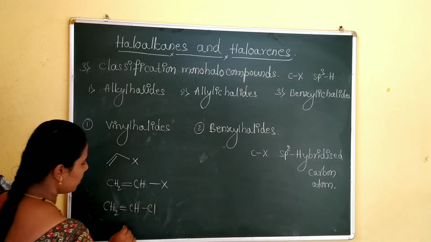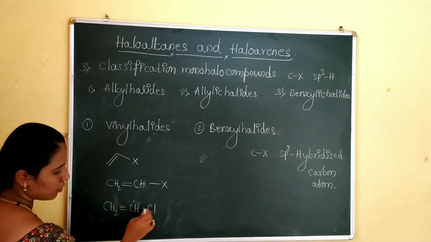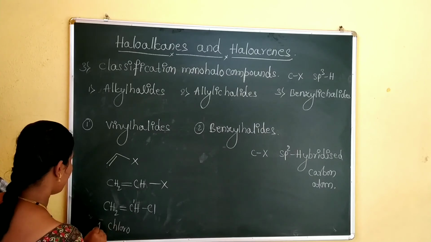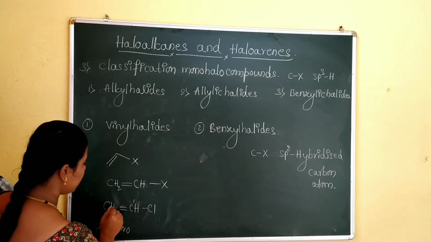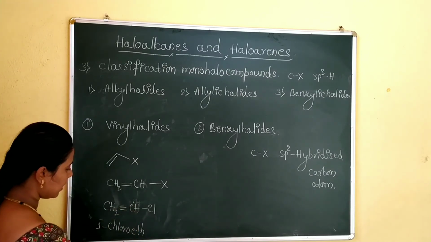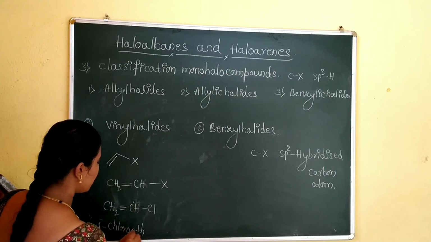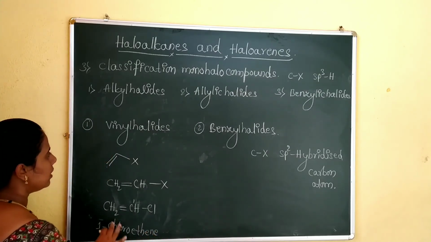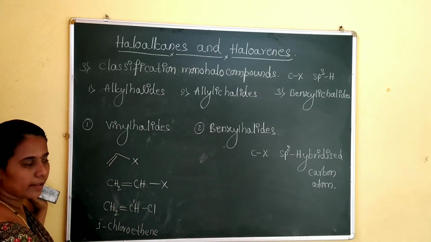I will give one example. CH2=CHCl. Okay. For the first carbon atom, chlorine atom is there. Root word is eth, and carbon-carbon double bond is there. Therefore, chloroethene. Chloroethene is an example for vinyl halide.